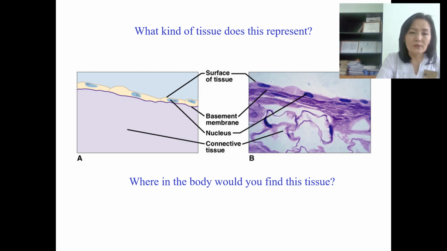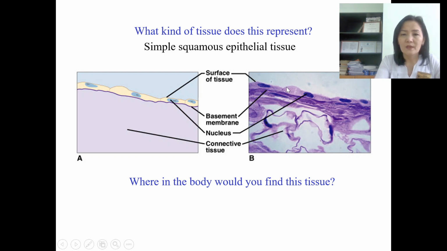And at the end of the lecture, I have several questions. Okay, we can compare. This is the model and this is the real slide. Both of them are the same type of epithelium. My first question: what kind of tissue does this represent? Yes, of course, this is simple squamous epithelial tissue. Why simple? Because it consists of a single layer of cells. Squamous because it consists of flattened cells. That's why simple squamous epithelial tissue.